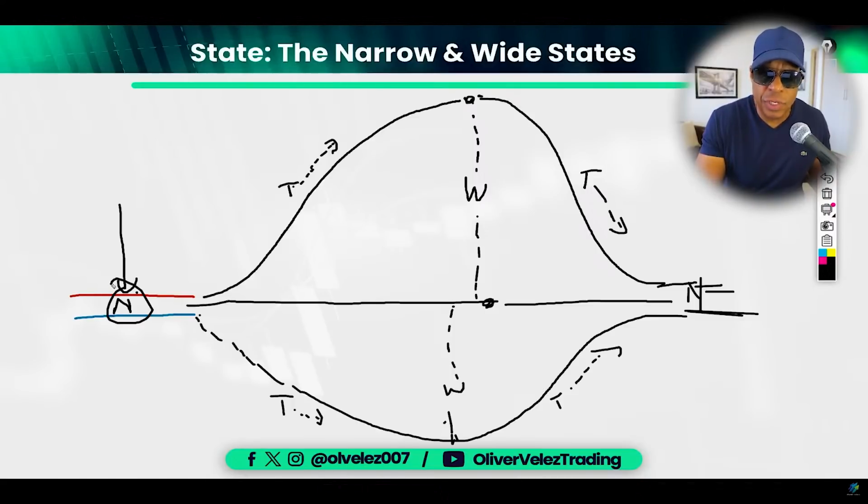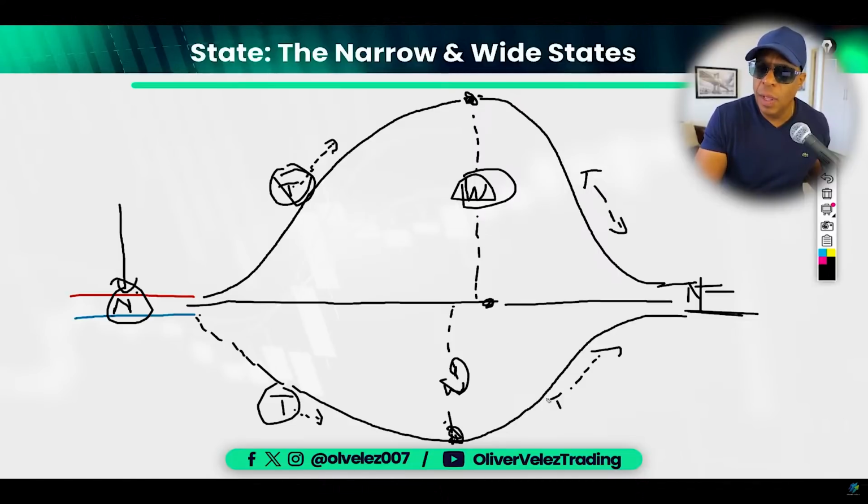Am I in a narrow state? Am I in the trending state? Am I in the wide state? Am I in the trending state up, or am I in the trending state down? All right? Am I in the wide state from above, or am I in the wide state from below? Am I in the trending state to the upside from below, or am I in the trending state from the downside from above, or the downside from below?